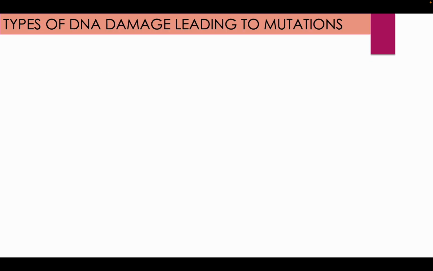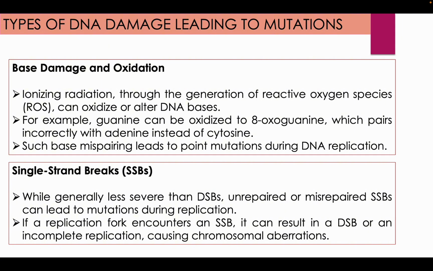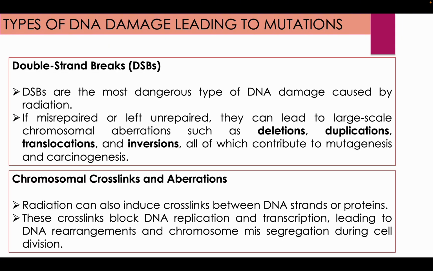Now, what are the types of DNA damage that lead to mutations? The first one is base damage and oxidation. The second one is single strand breaks. We also have double strand breaks and chromosomal crosslinks and aberrations. So those are the types of DNA damage that can lead to mutations.